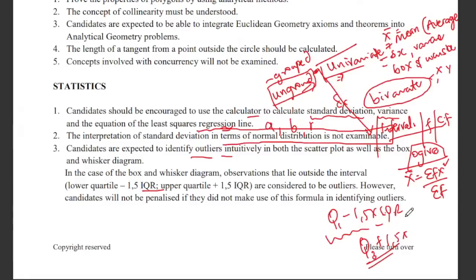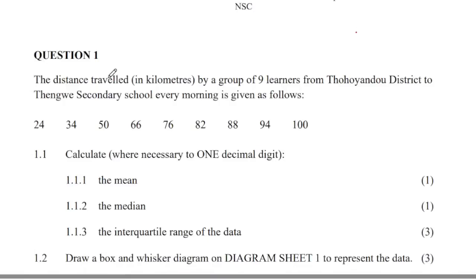Okay, so in this case, they're not going to penalize whether you use this or not, okay? But when you look at the data values, you should be able to tell which one is an outlier, either by looking at something that is too big within the data piece or that is too small. All right, so let's look at just sample questions and see.